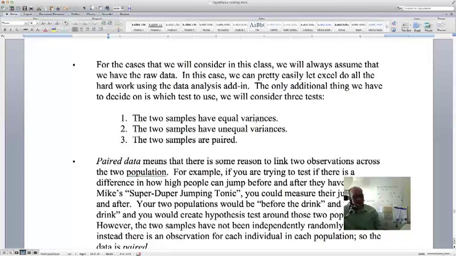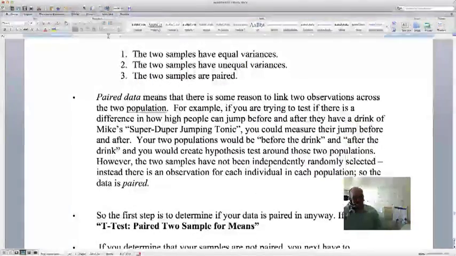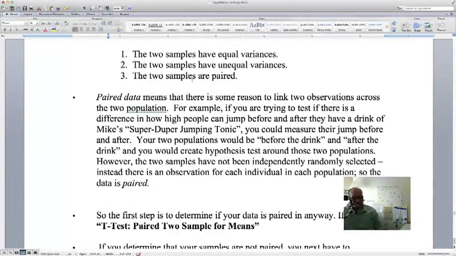What is a paired sample? Let's read the paragraph, and then I'll talk a little bit more about it. Paired data, or 2 samples that are paired, means that there's some reason to link 2 observations across the 2 populations. So remember, we're going to test 2 different samples, 2 different populations. Our null hypothesis is the mu of one population is greater than the mu of the other population.